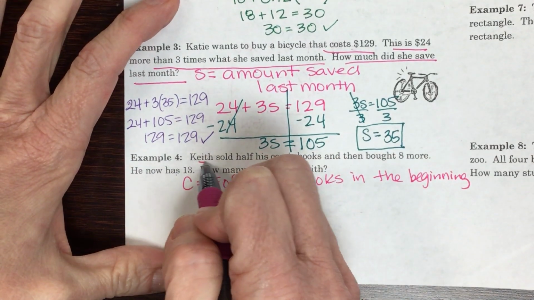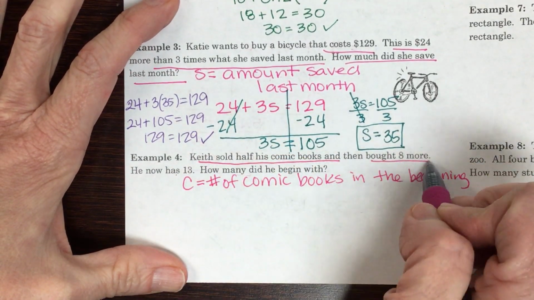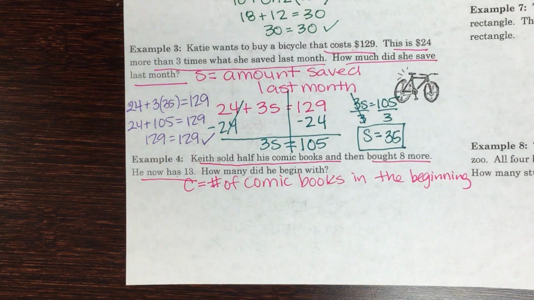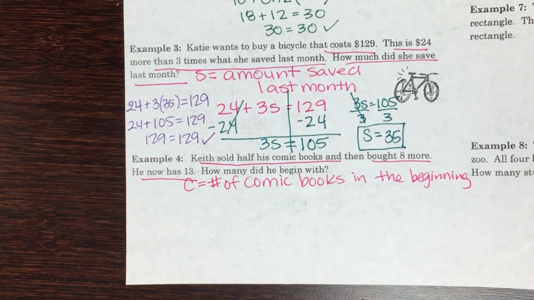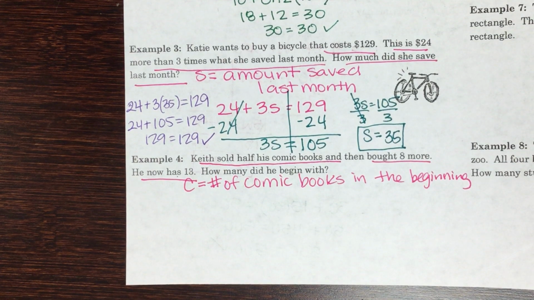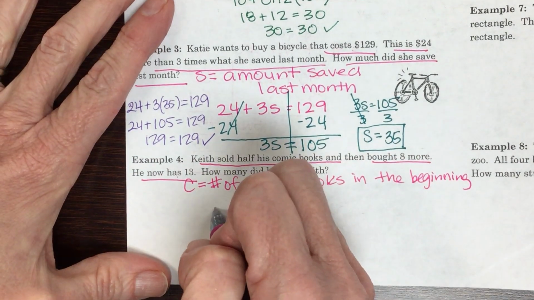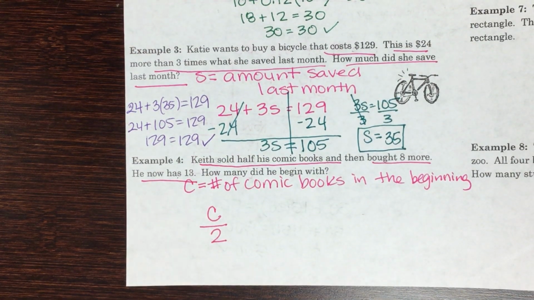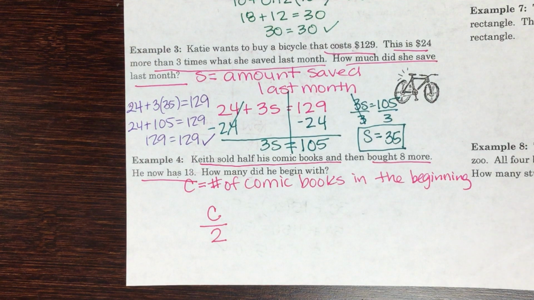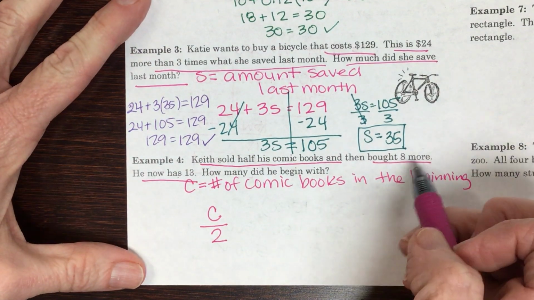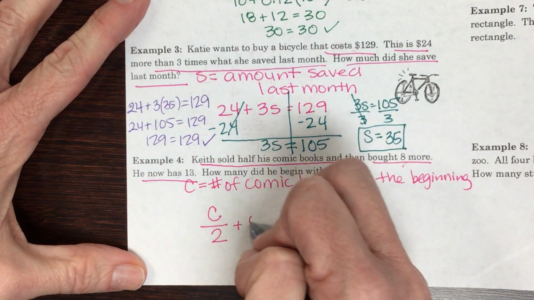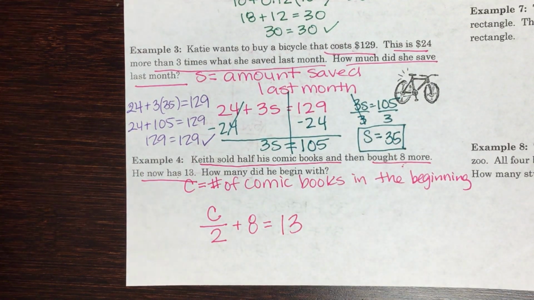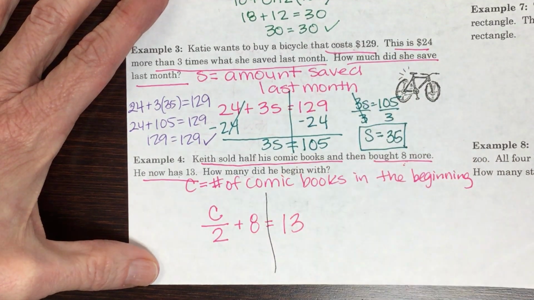So it said Keith sold half his comic books and then bought 8 more. He now has 13. So how can I show half of what he had originally? You could do 0.5 or put it in a fraction. So how about this? Comic books divided by 2. That's half, right? Then how many did he buy? 8 more for a total of, equals 13. Make sense? Okay. Now we're just going to solve for C.